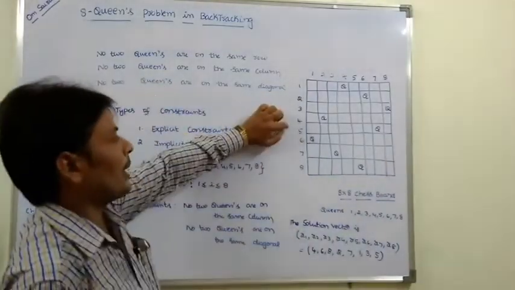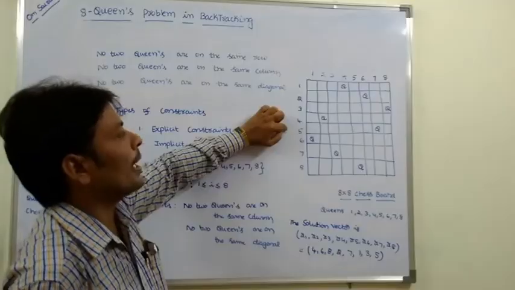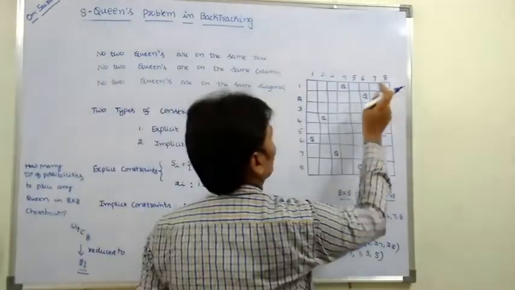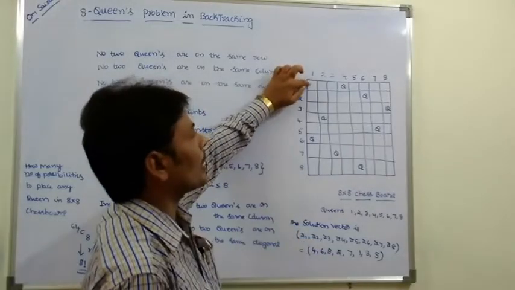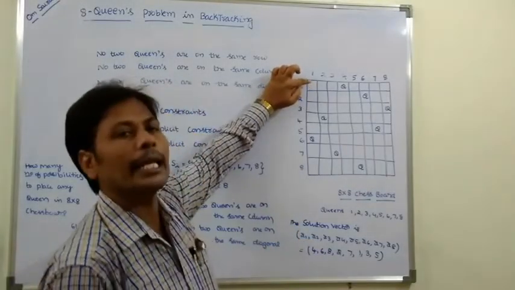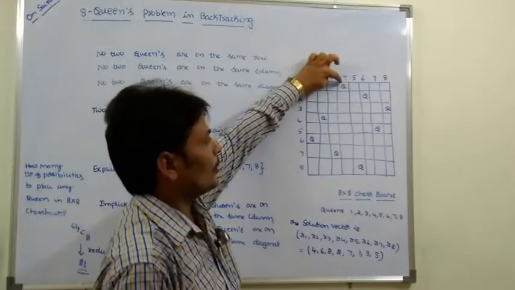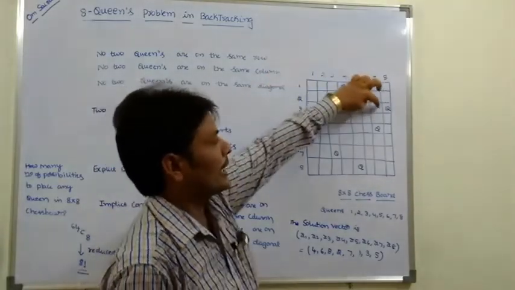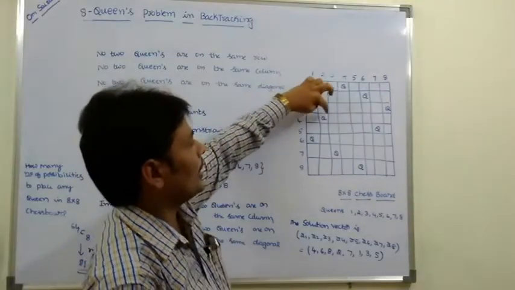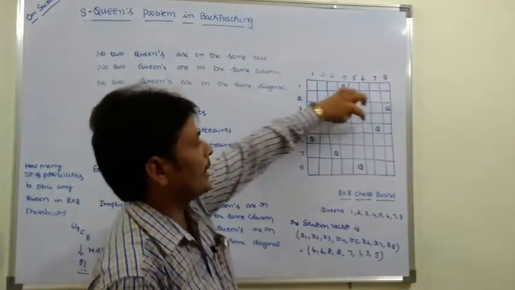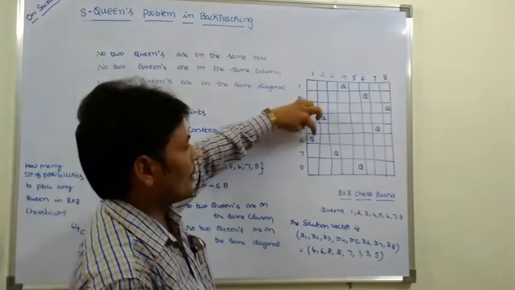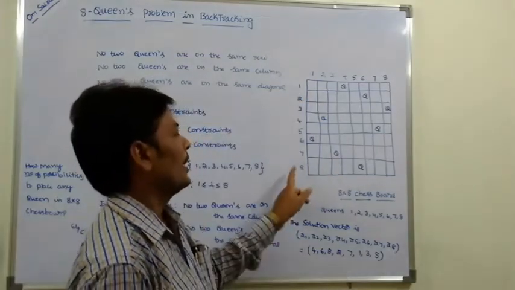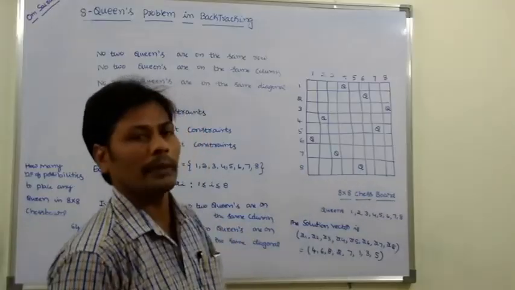So after placing 8 queens, we have to check that no two queens are on the same row. Each and every row contains only a single queen. The first row contains only this queen. The second row contains only this queen. The third row, the fourth row, the fifth row each contain only this queen. The sixth, seventh, and eighth rows each contain only one queen.